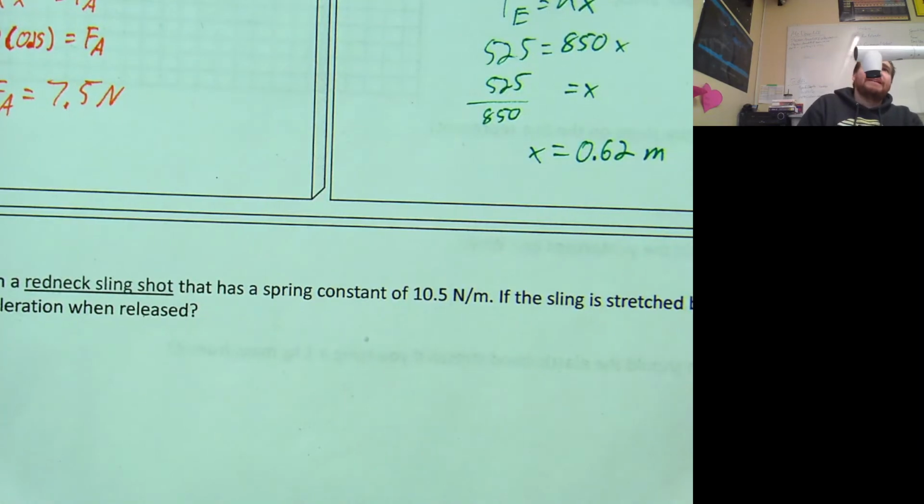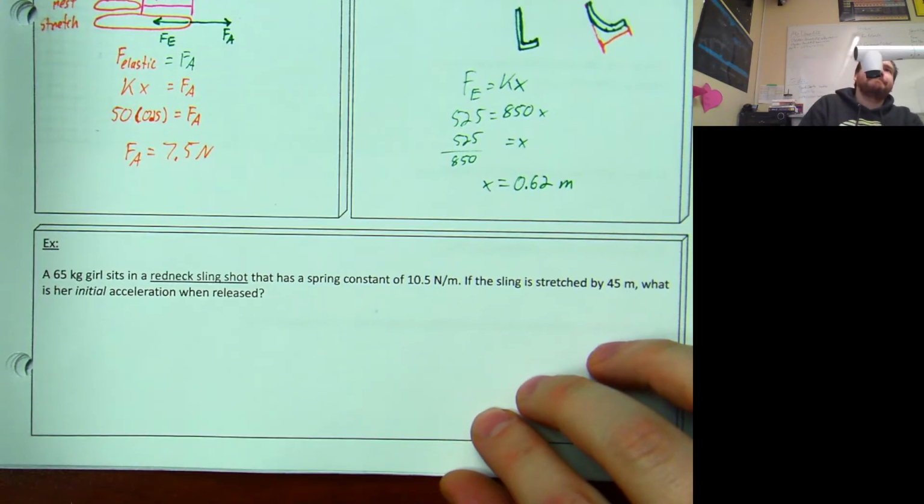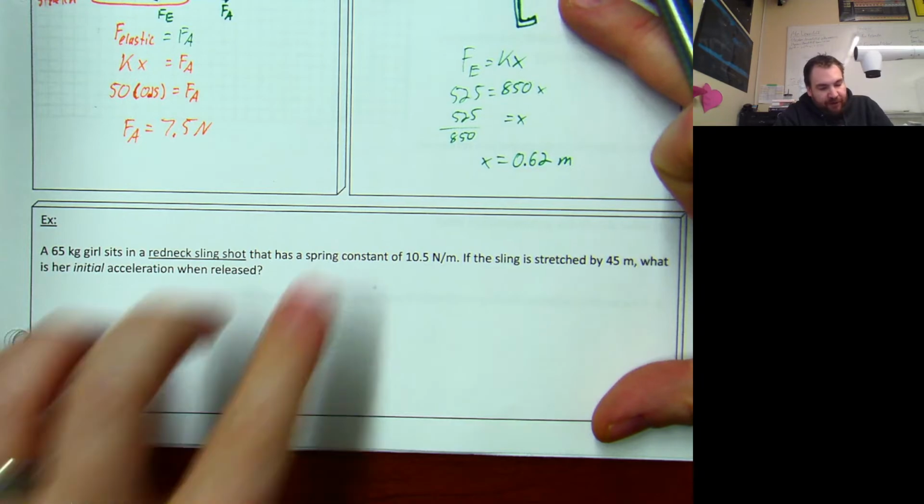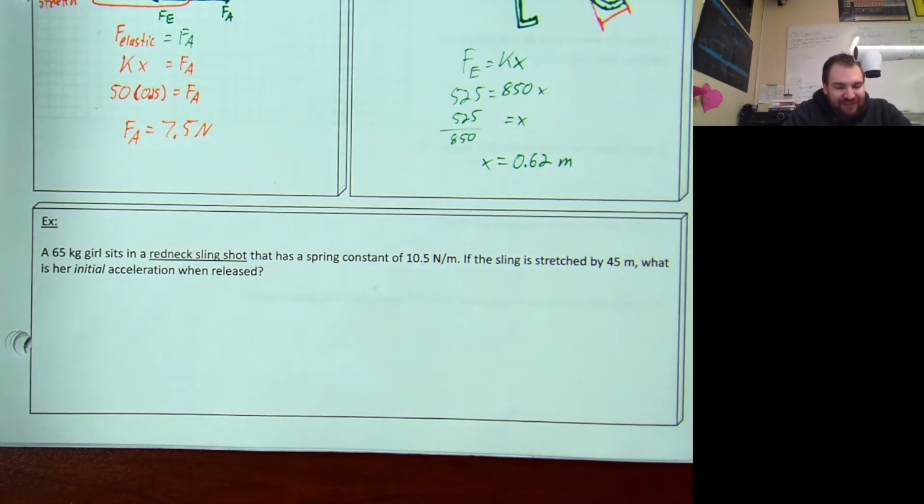This thing is called a redneck slingshot. A 65 kilogram girl sits in a redneck slingshot that has a spring constant of 10.5 newtons per meter. If the sling is stretched by 45 meters, what is her initial acceleration when released?